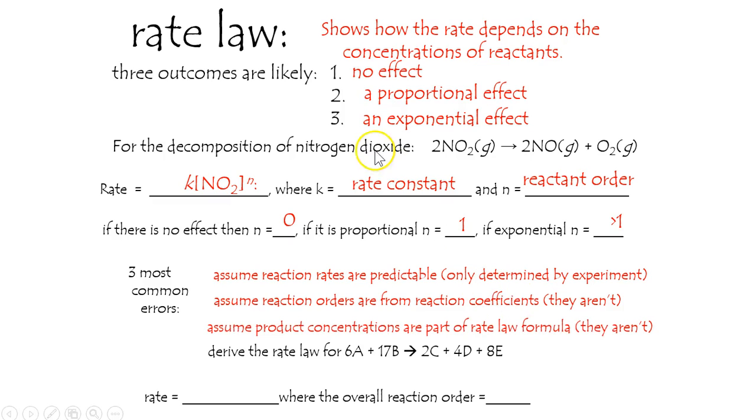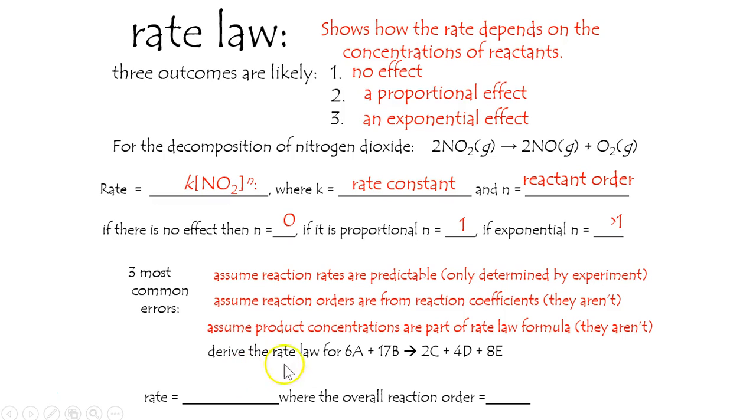And 3, people start putting concentrations of products in the denominator, things like that. No, for rate law, it's simply equal to a rate constant times the concentration of the reactants to some experimentally determined reactant order, and that's it.